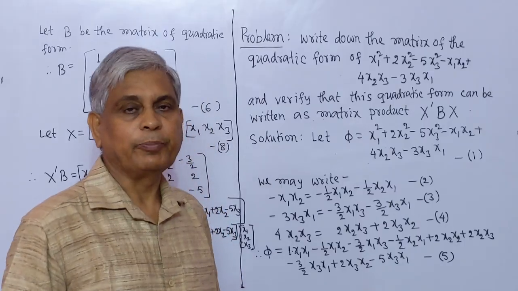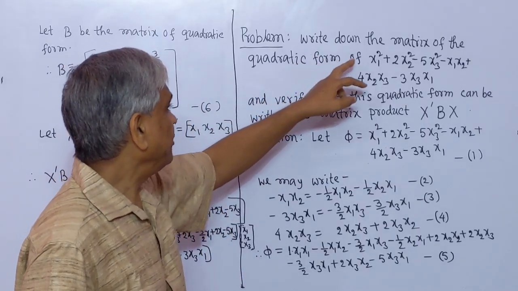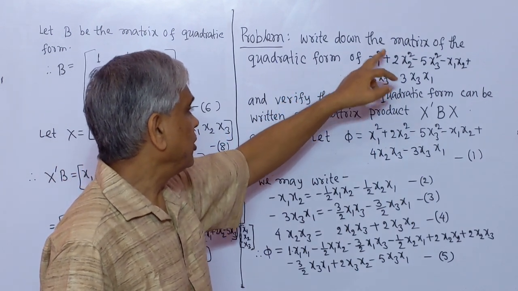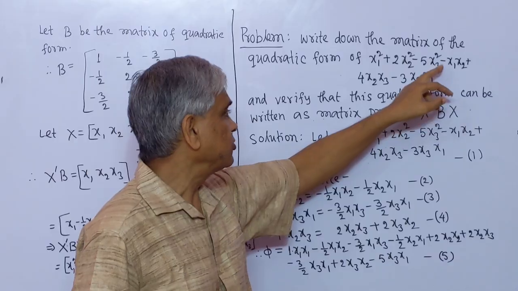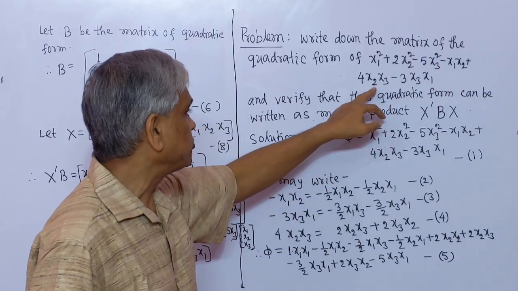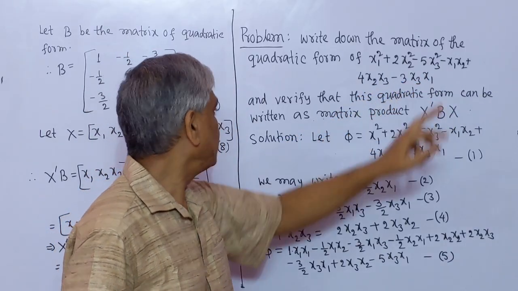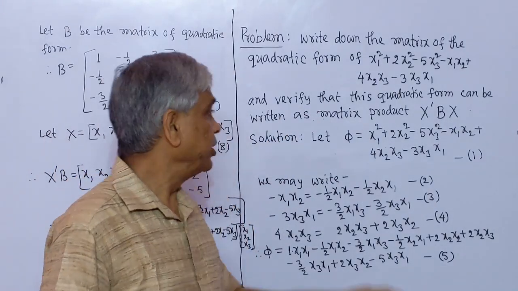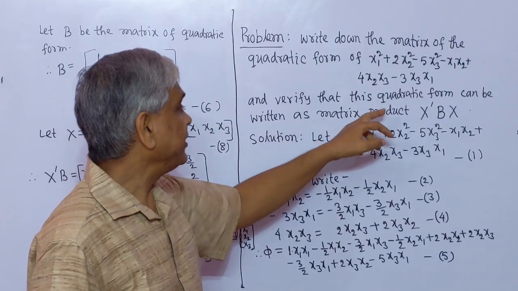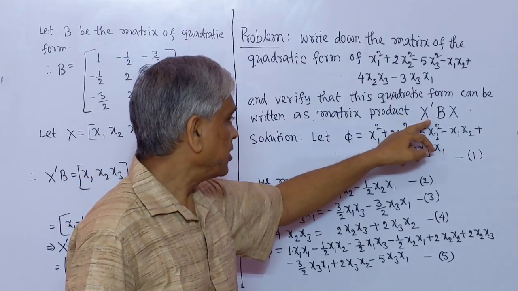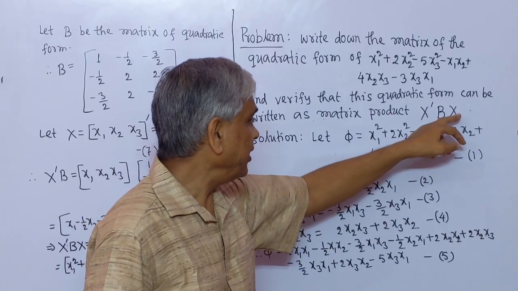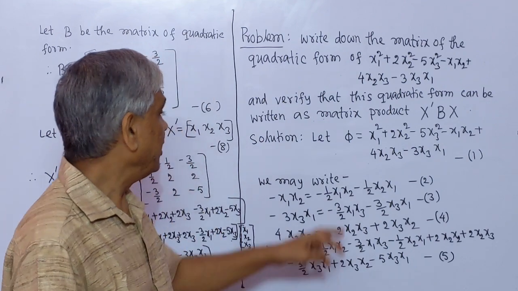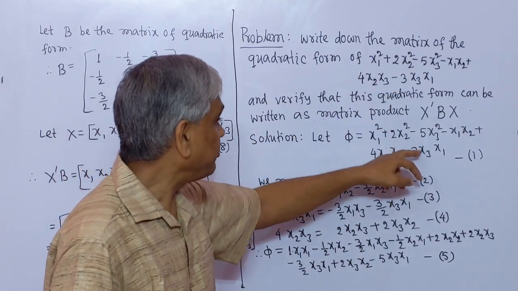Now we solve a problem. The problem is: write down the matrix of the quadratic form x1 square plus 2x2 square minus 5x3 square minus x1 x2 plus 4x2 x3 minus 3x3 x1, and verify that this quadratic form can be written as the matrix product X transpose multiply matrix B multiply matrix X. Now we solve this. Let phi be the given quadratic form.